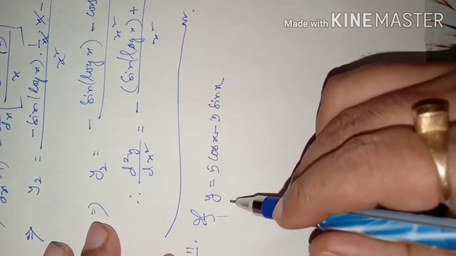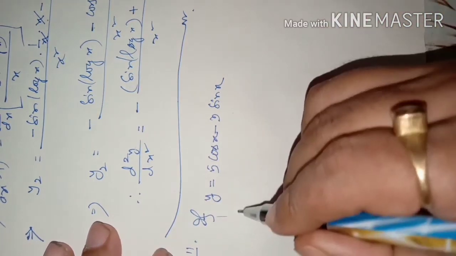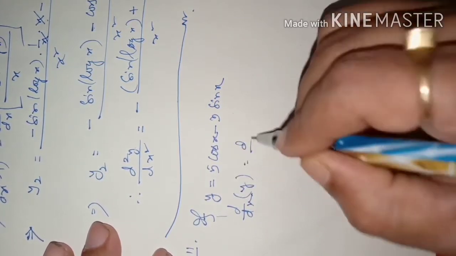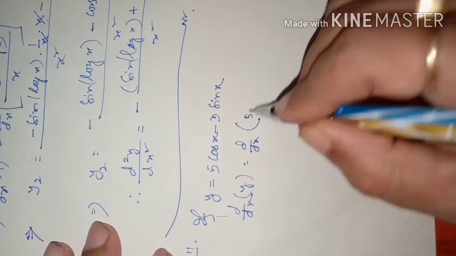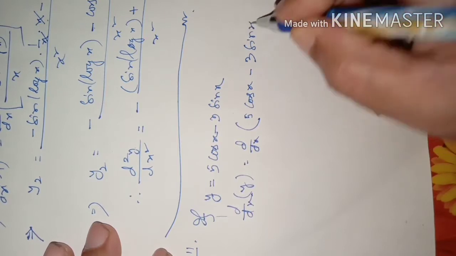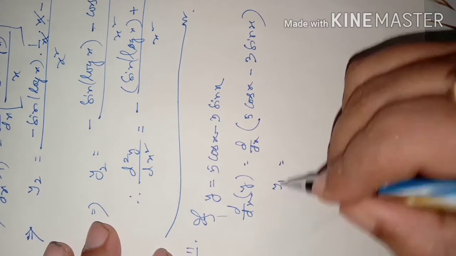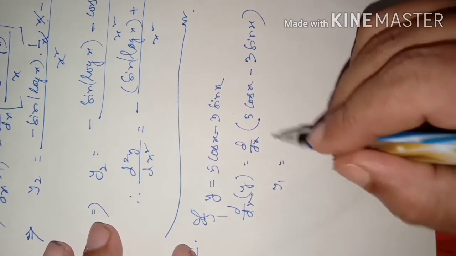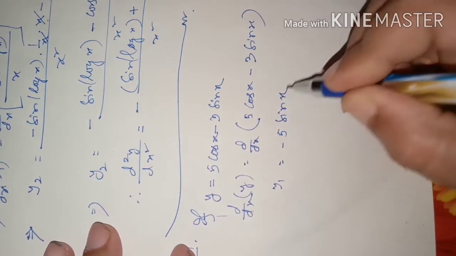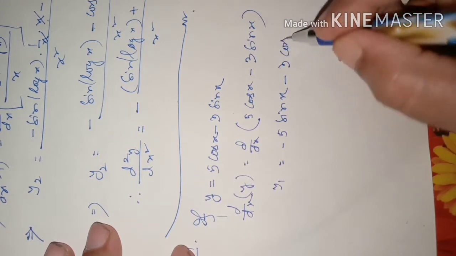So y equal to 5 cos x minus 3 sin x. Let us find y1, that means d/dx of y is equal to d/dx of 5 cos x minus 3 sin x. That will give us dy by dx, or y1. d/dx of 5 cos x is minus 5 sin x, minus d/dx of sin x is cos x, so 3 cos x.